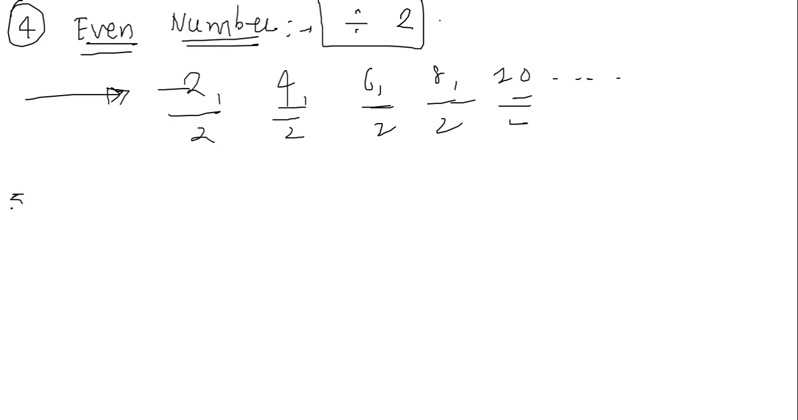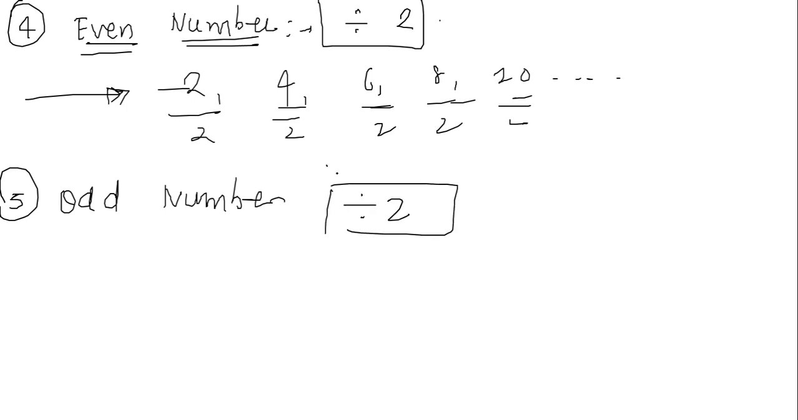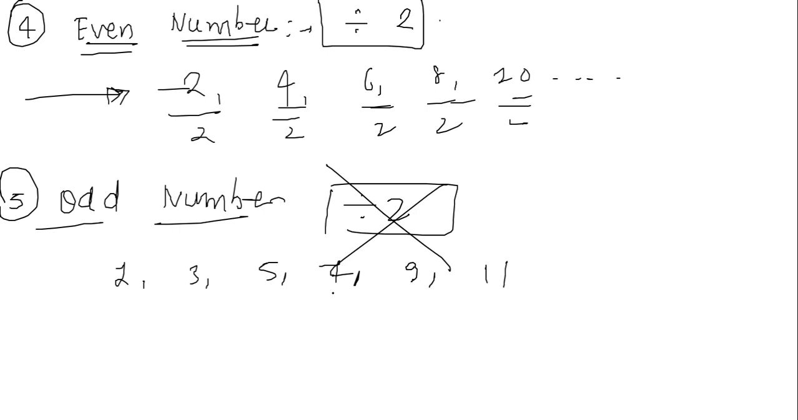The second type is odd numbers. What are odd numbers then? A number which is not divisible by 2 is called an odd number. For example, 1, 3, 5, 7, 9, 11 and so on. All these are not divisible by 2. Henceforth we call them odd numbers.